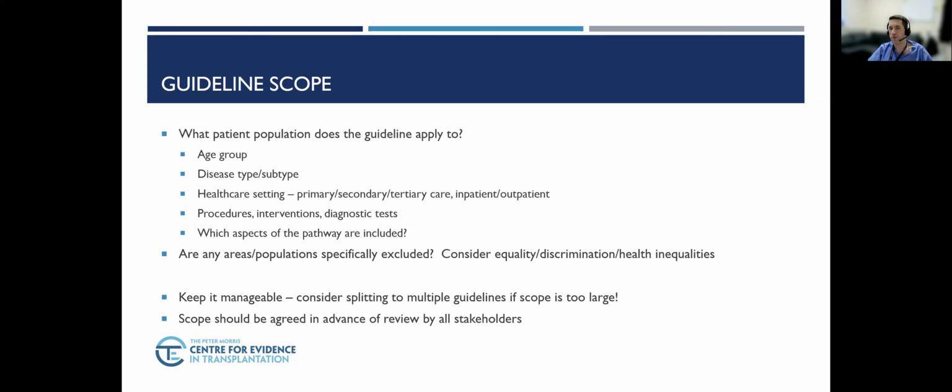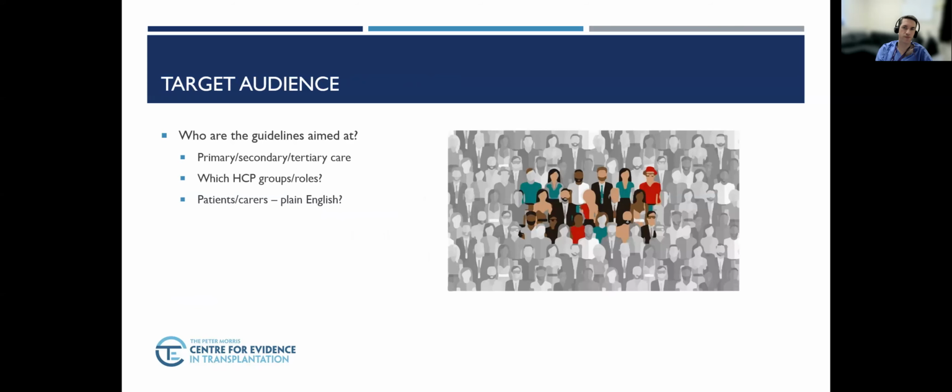And that scope should be agreed in advance of starting the review or any literature searches by all of the stakeholder groups involved. We'll talk a little bit later about what stakeholder groups you should include, but it's really important that they're all involved in defining the scope to make sure you don't miss out anything that's potentially important or inadvertently result in any inequalities in care.